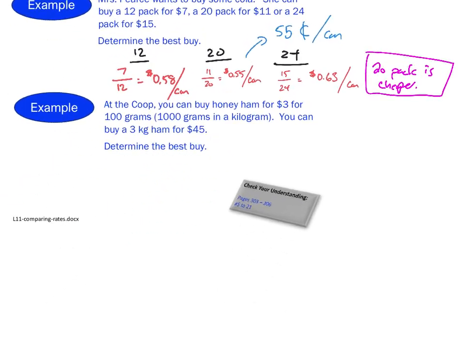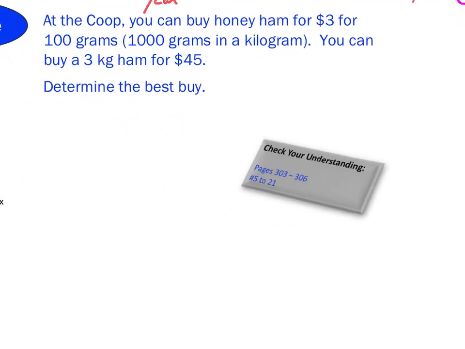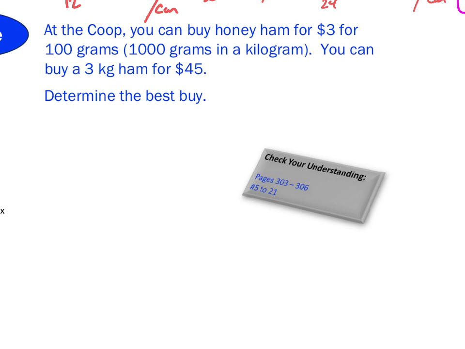All right. At the co-op, you can buy honey ham for $3 per 100 grams. So you get 100 grams of it for $3. Now you can also buy a 3 kilogram ham for $45. Now, just to let you know, there's 1,000 grams in a kilogram. So what's the better buy?